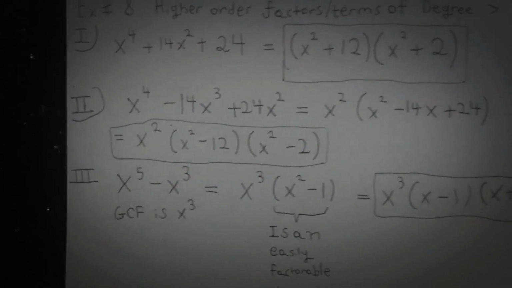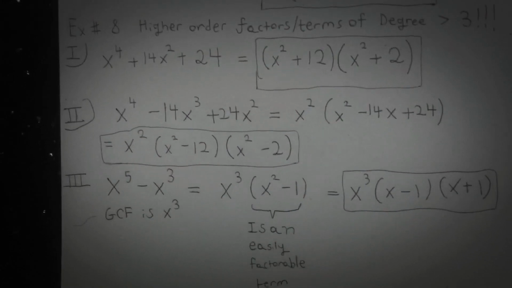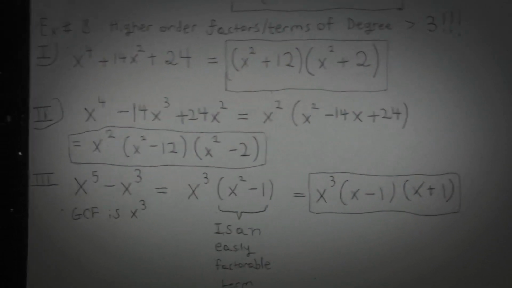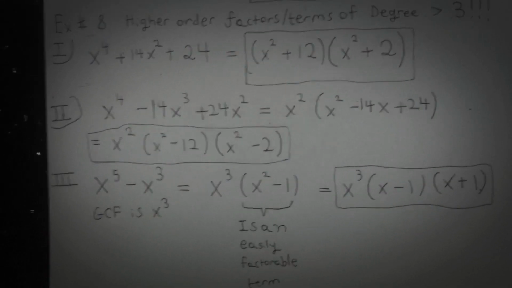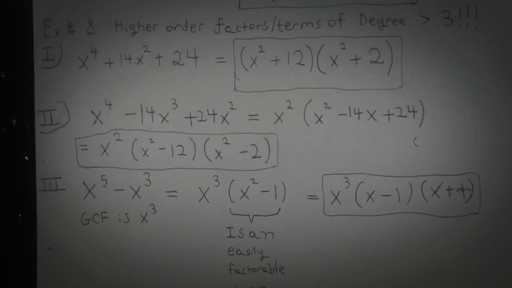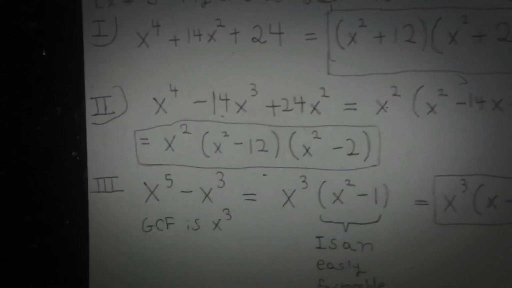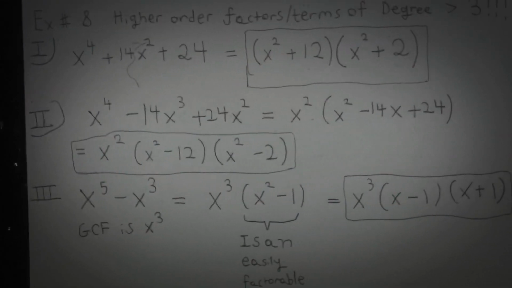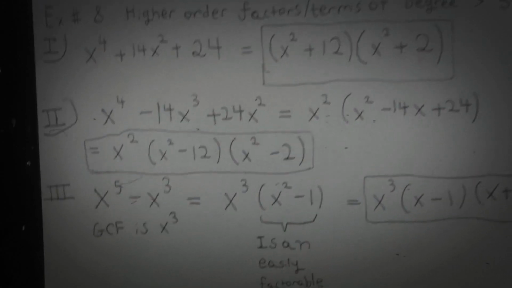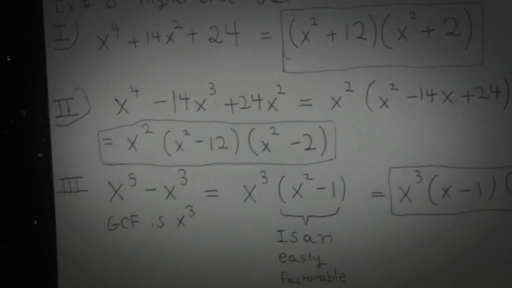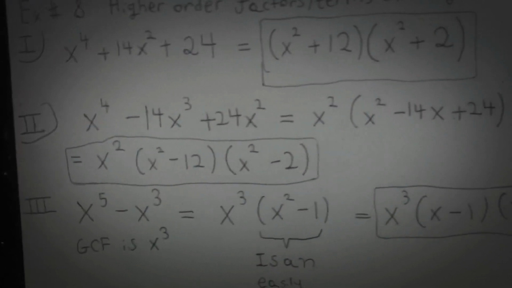Second Roman numeral is x to the fourth minus 14x cubed plus 24x squared. You factor it out, you end up with x squared being one of the factors you removed, then multiplying it in parentheses x squared minus 14x plus 24. Then when you break it down, you can still factor the second term and break it further. You get x squared times x squared minus 12, and the last quantity, last but not least, x squared minus 2.